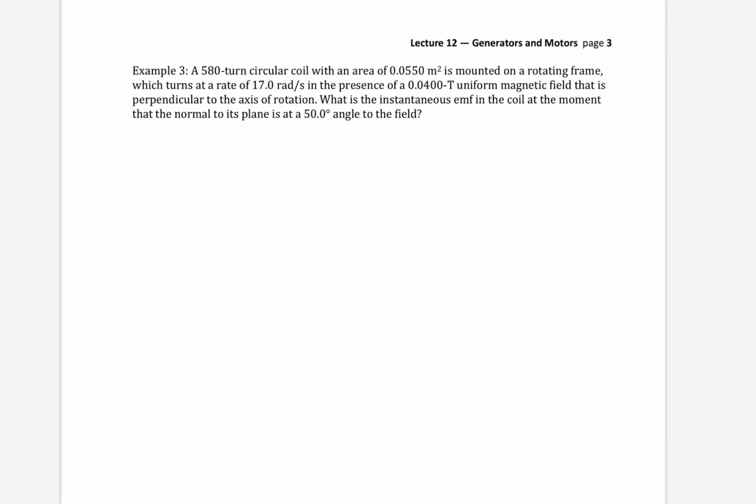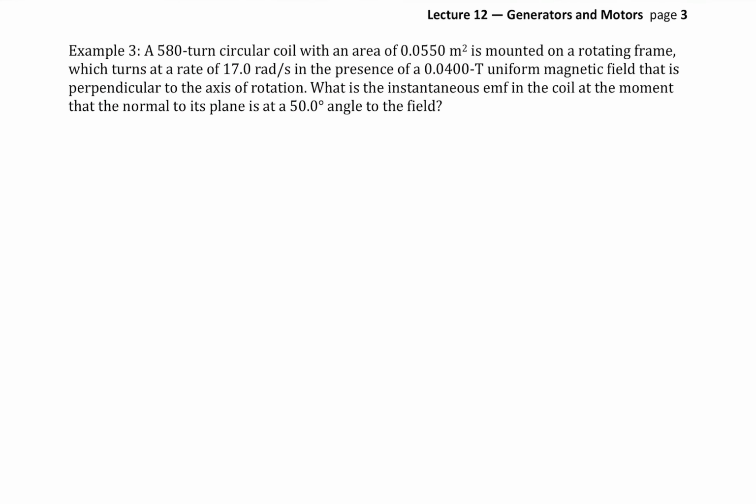All right, final example. Example 3. I told you it was a short lecture. A 580 turn circular coil with an area of 0.055 square meters is mounted on a rotating frame, which turns at a rate of 17 radians per second. Right, that's the angular frequency. In the presence of a 0.04 Tesla uniform magnetic field that is perpendicular to the axis of rotation. What is the instantaneous EMF in the coil at the moment that the normal to its plane is at a 50 degree angle to the field?